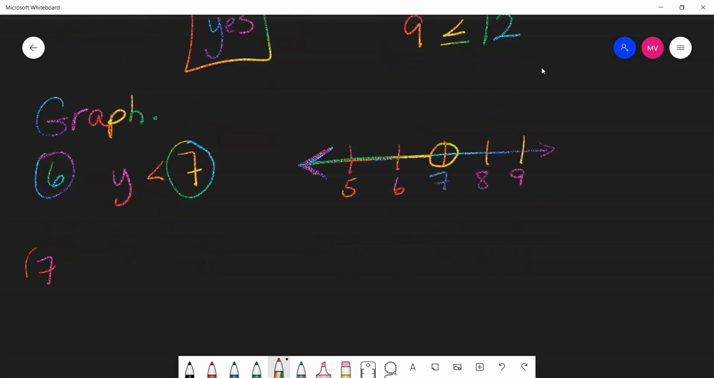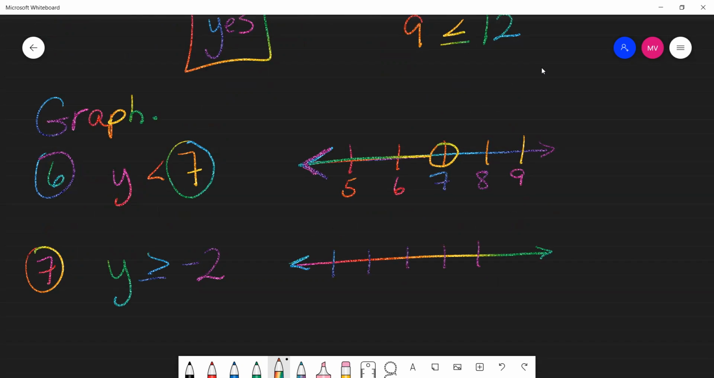All right, number 7 is y is greater than or equal to -2. So we draw our number line. Put a couple of tick marks on there. Throw your -2 somewhere close to the middle. So this one's -3, -4, -5, -1, and 0.